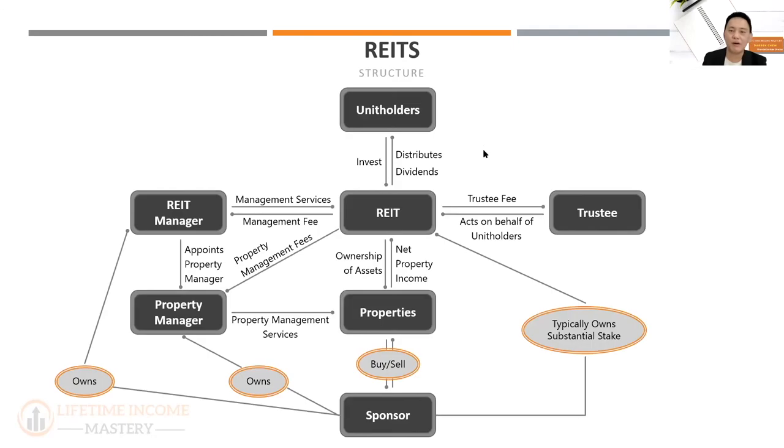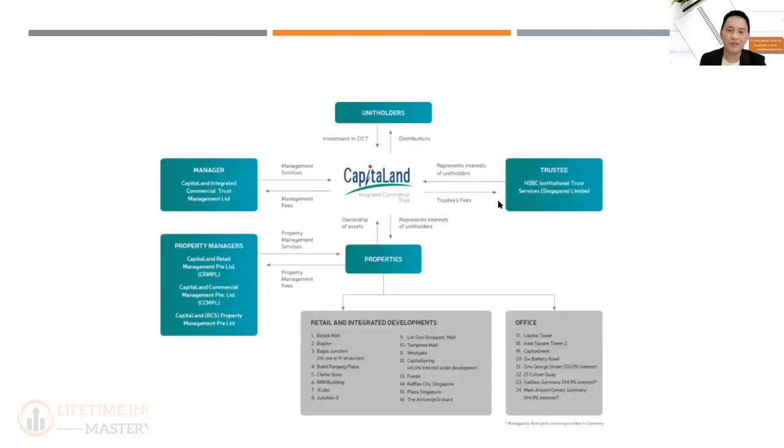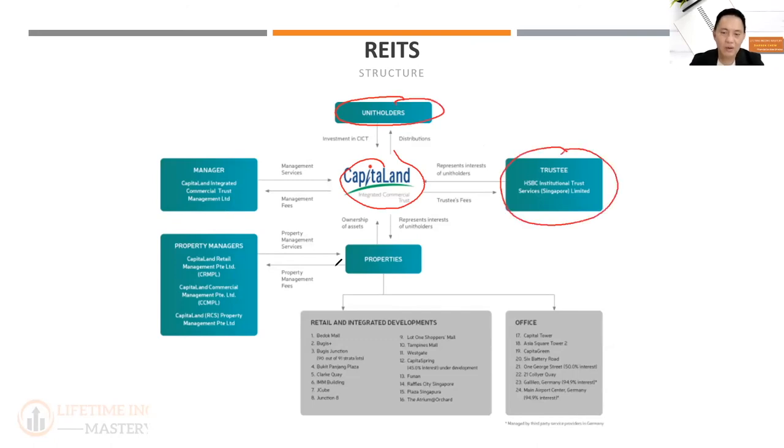This is an example of a REIT structure. You have the unit holders, the REIT manager, the property, and a sponsor, and this is a live REIT structure. This is CICT, CapitaLand Integrated Commercial Trust. You can see CICT is here. You are the unit holders where we invest in it. There's the trustee there. Then they have a property here, and this is the REIT manager. And there's another one called the property manager.